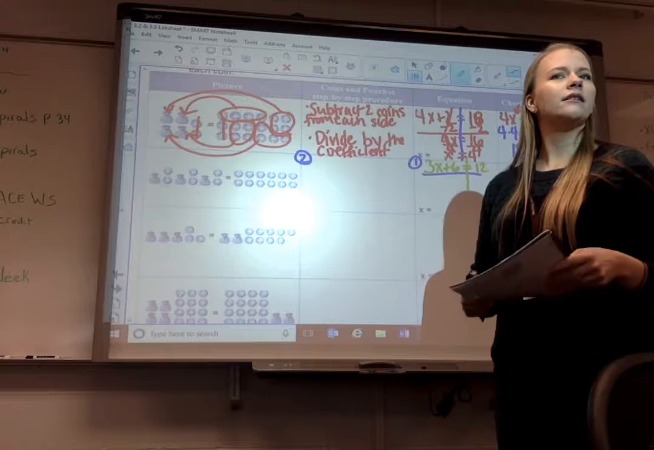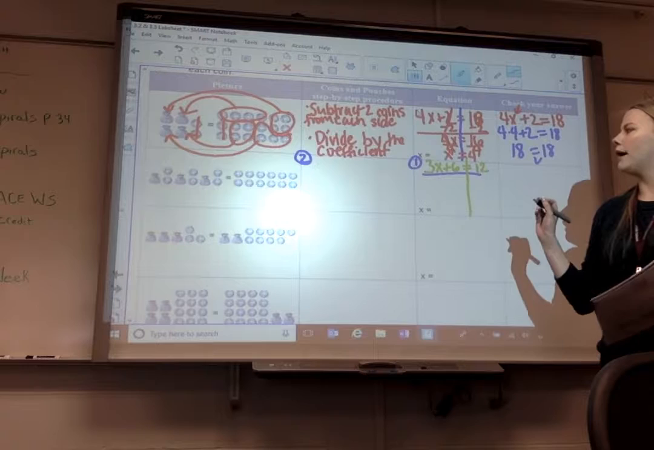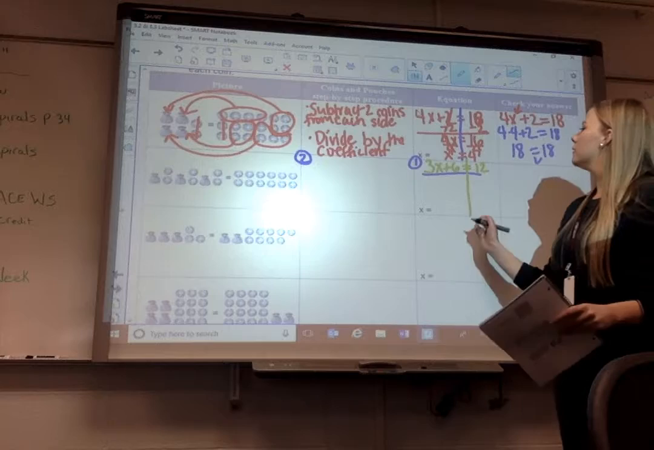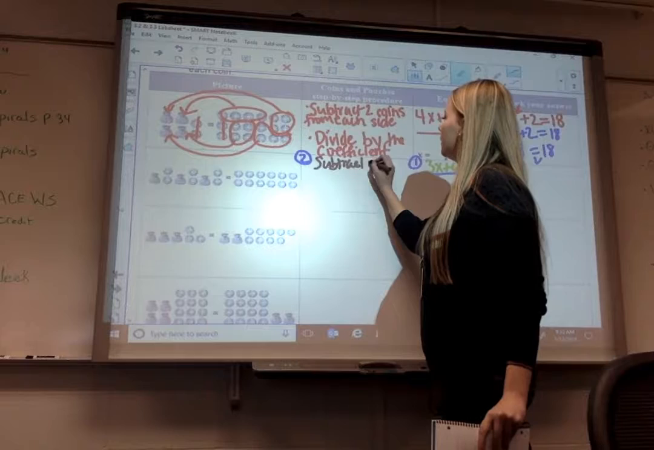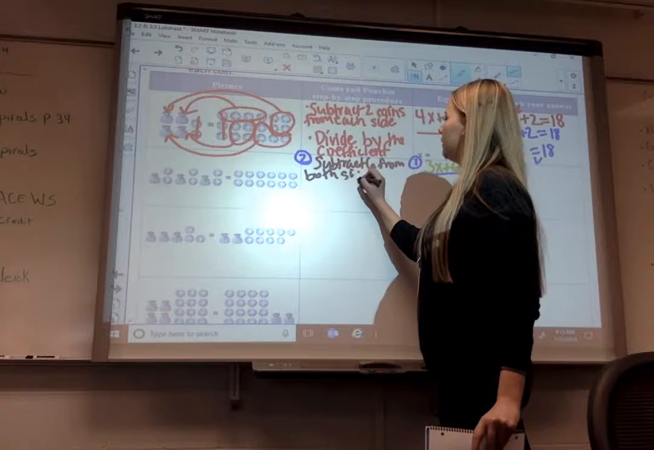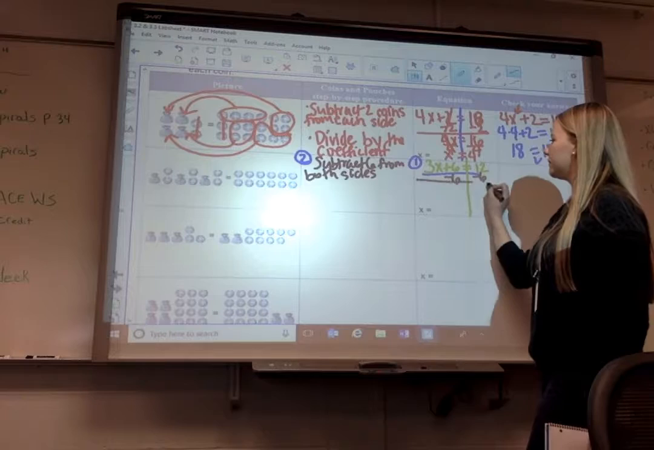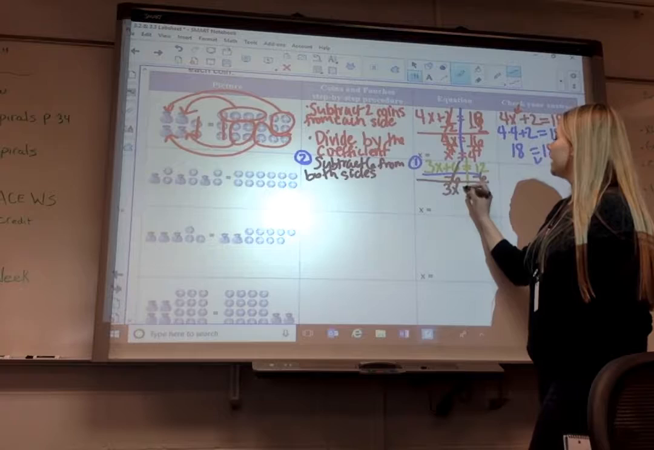3x plus 6 equals 12. What is my first step? Ashley. I'm going to subtract 6 from both sides. Excellent. So over here, that's going to look like subtract 6 on both sides of the line. I cross out my 6s, so I'm left with 3x equals 6.